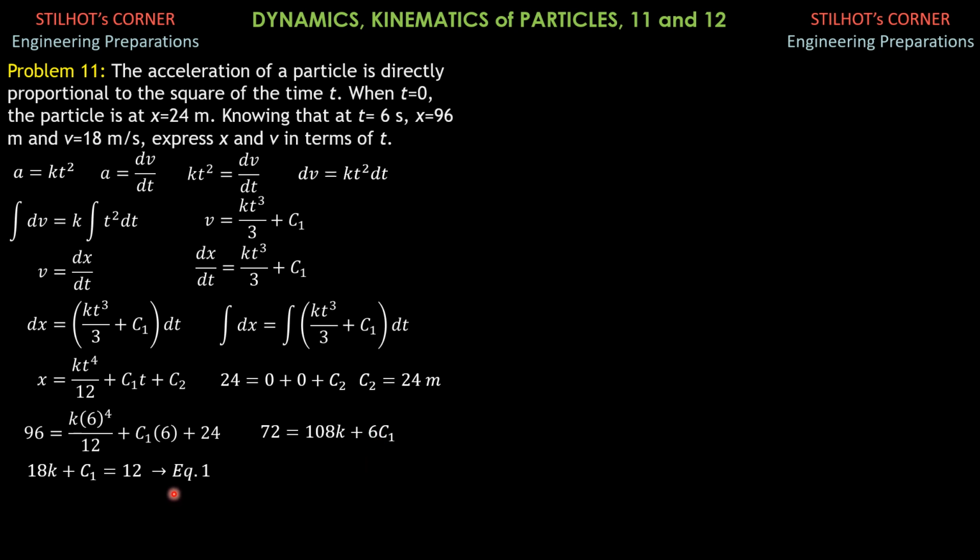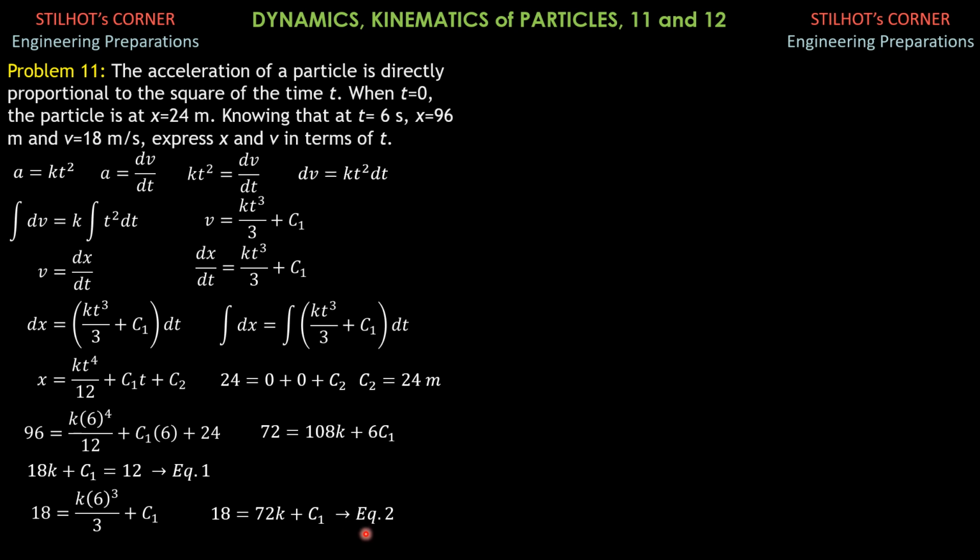Then for the other condition for velocity, for this expression here, velocity is 18 when time is 6. So substitute into this equation here: 18 equals k times 6 cubed over 3 plus c sub 1. Simplifying, 18 is equal to 72k plus c sub 1. And let's call this equation 2.